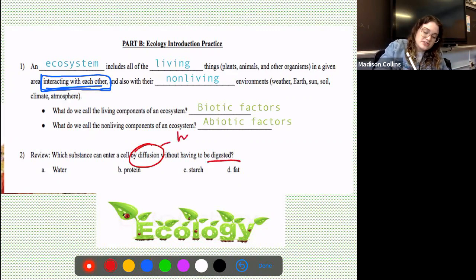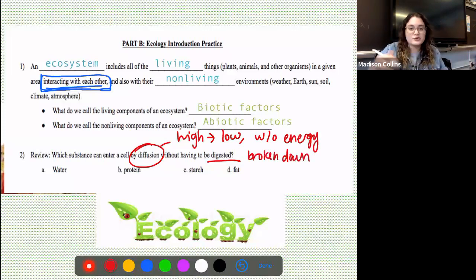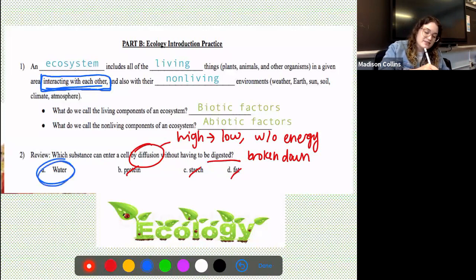So remember, diffusion is movement of molecules from high to low concentrations without energy. And this word digested just means broken down. So which one of these molecules is small enough to diffuse without being broken down? Well, protein, starch, and fat are all pretty big molecules that would have to be broken down. But water, thankfully, is small enough to diffuse freely through a membrane. So the answer there is A.